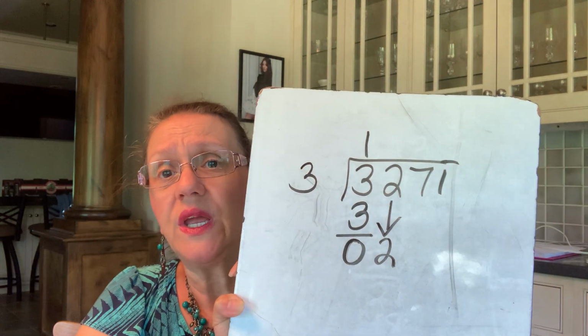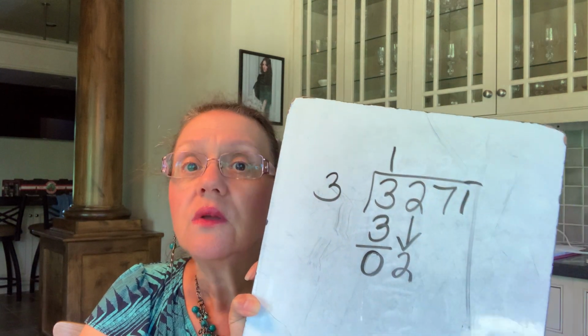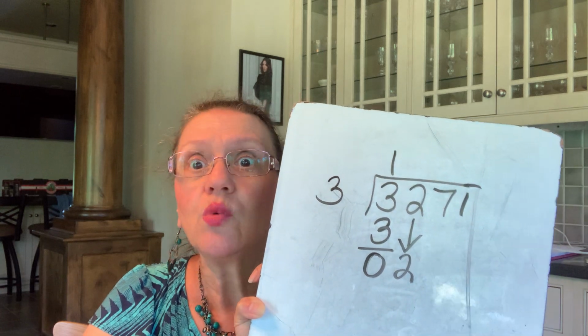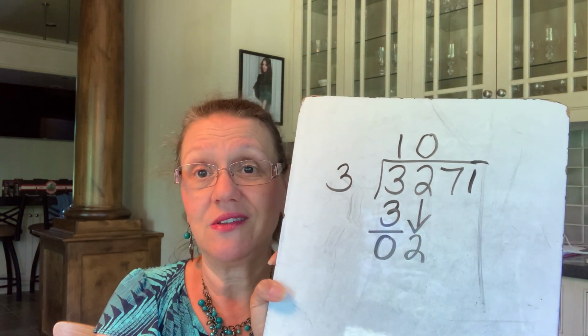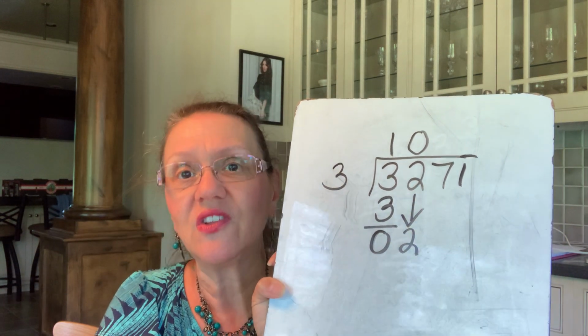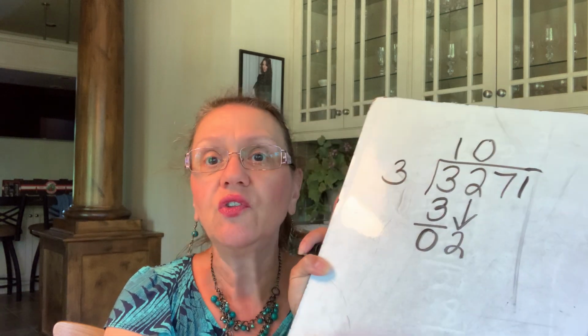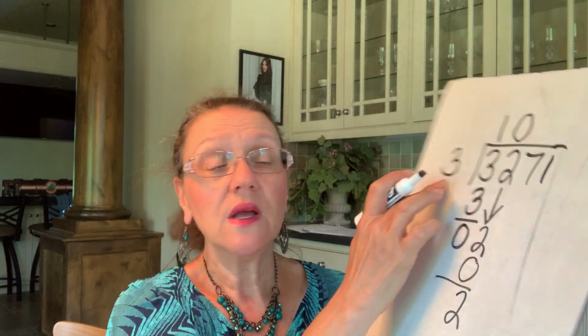How many times does 3 go into 2? Well, 3 doesn't go into 2, but you keep going. So how many times does 3 go into 2? 0 times. So you put your 0 up on top of the 2. Now, there's 2 ways you can do this. And the first way is what I want you to do while you're learning this skill. You just keep going through the steps. So you multiply. 3 times 0 is 0. 2 take away 0 is 2. You check, 2 is less than 3, so then you bring down the next digit, which is a 7.